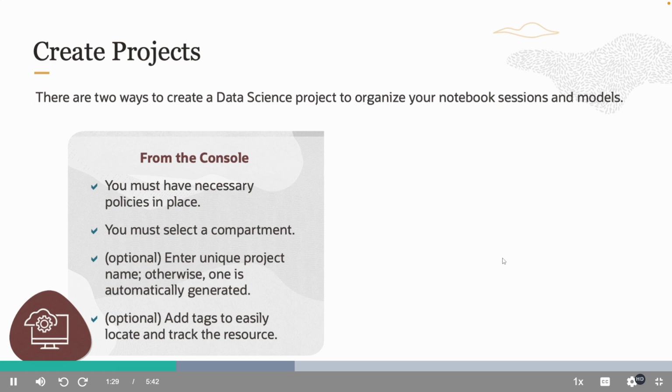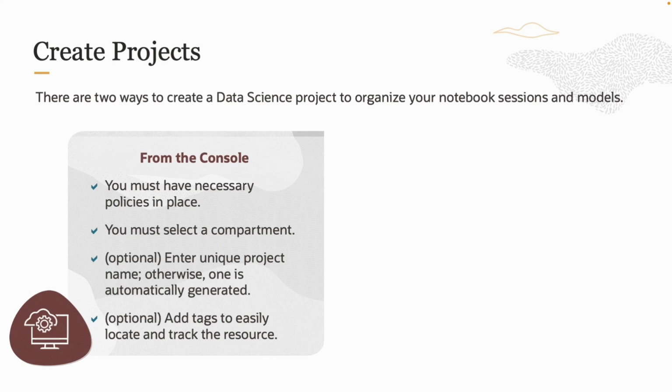Also optionally, enter a short description for the project. If you don't add a description, it remains empty, but descriptions are useful for other users to understand what your project is, independent from any specific naming convention that you might choose to use. Add tags to easily locate and track the resource by selecting a tag namespace, then entering the key and value. To add more than one tag, click Add Additional Tags.